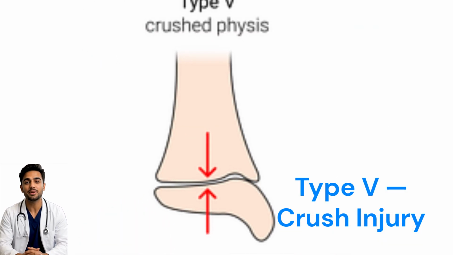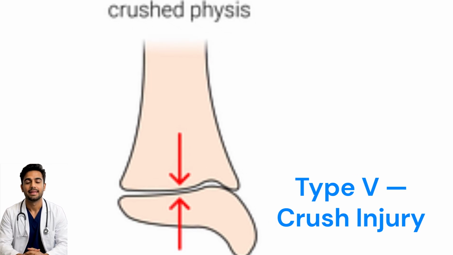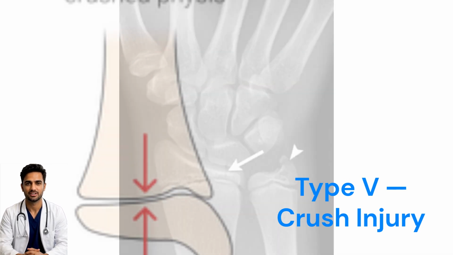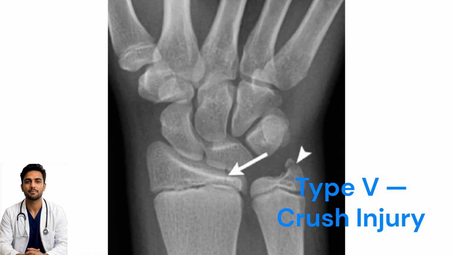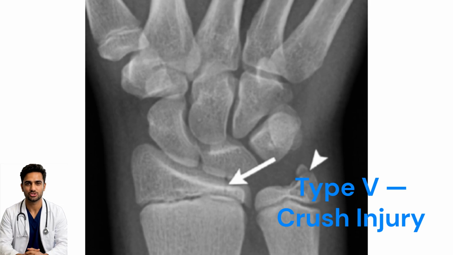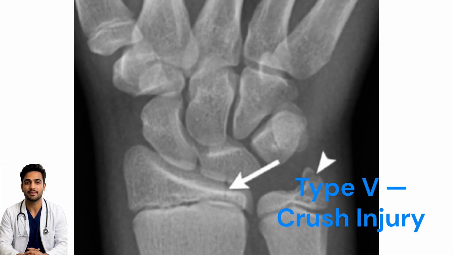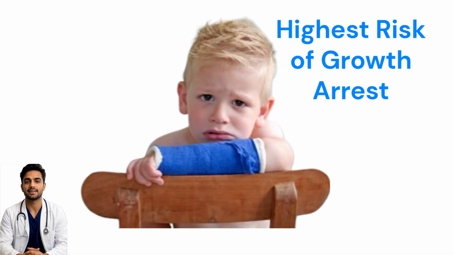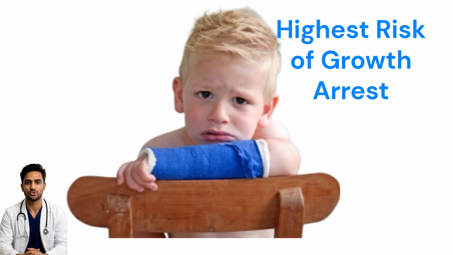Type 5 injuries represent a crush injury to the physis. In this type, the growth plate is compressed rather than fractured. These injuries can be difficult to detect on initial radiographs and are sometimes diagnosed later when growth arrest or angular deformity becomes apparent. Among the Salter-Harris injuries, type 5 has the highest risk of permanent growth disturbance.